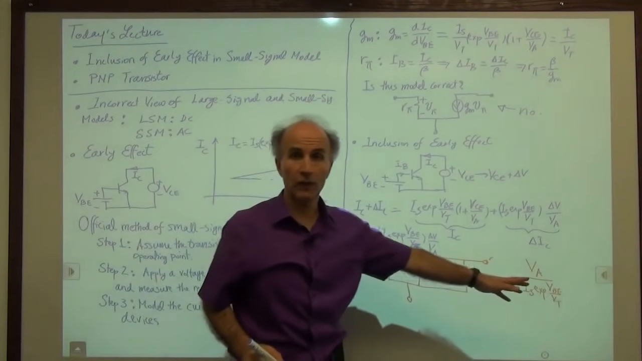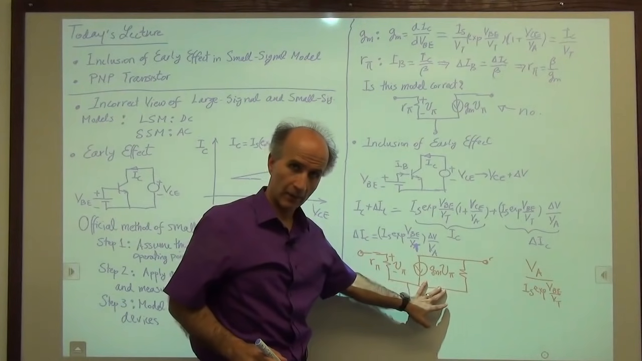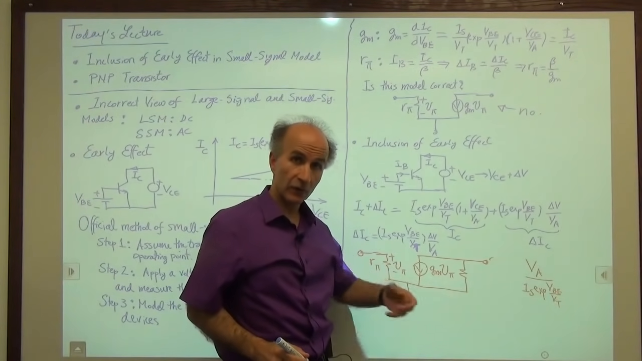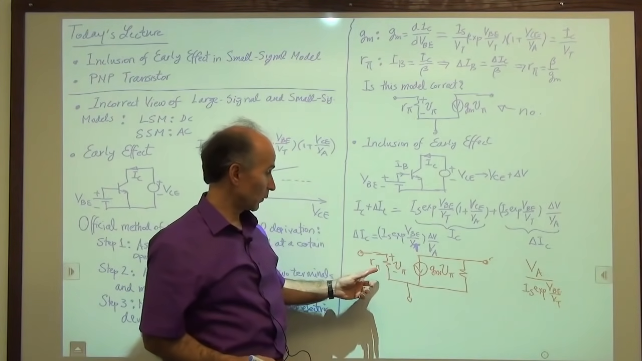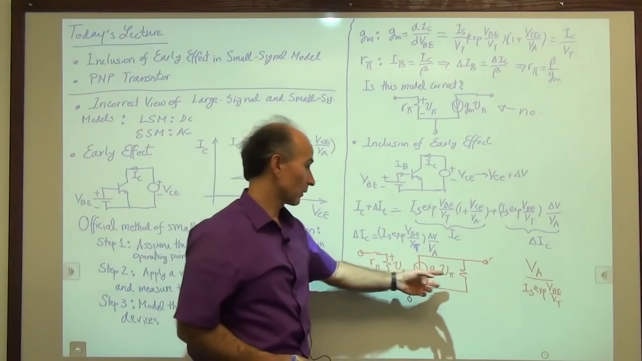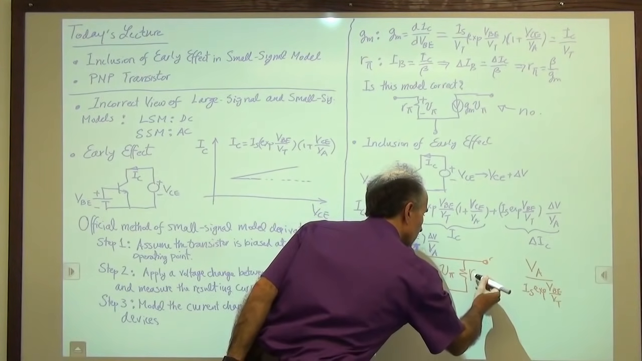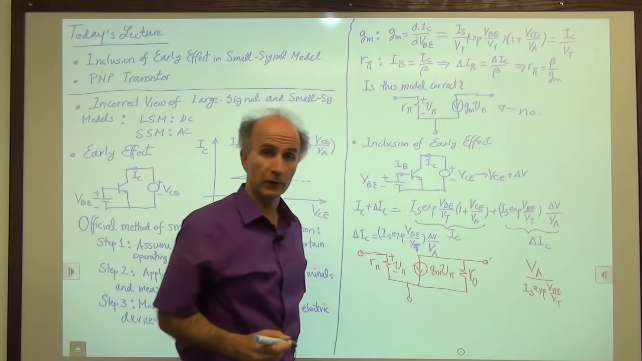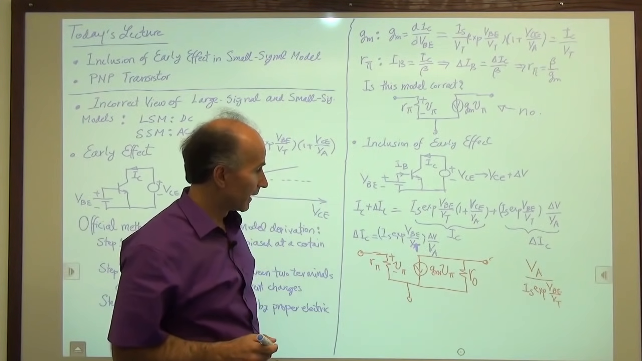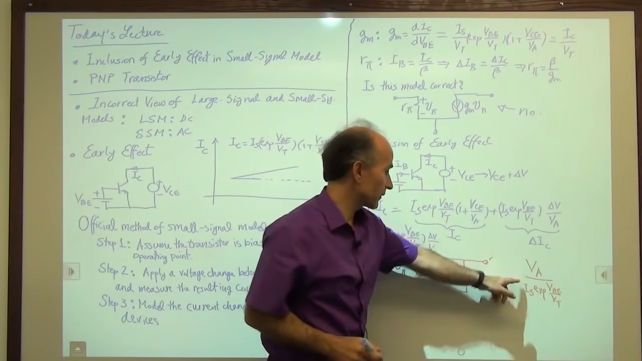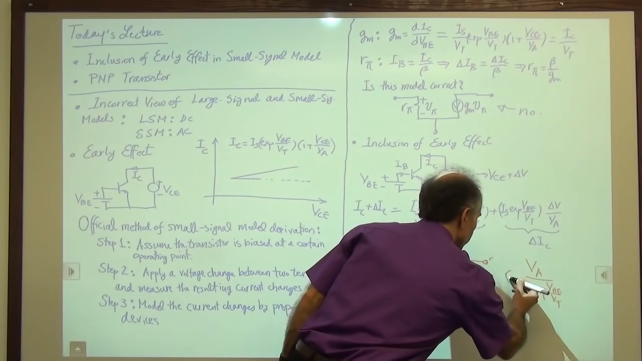Now, because we don't want to write this all of the time in this model, we will give this resistor a name, just the way we did this one. We will call this RO, for output resistance. And this RO happens to have this value, so this is RO.